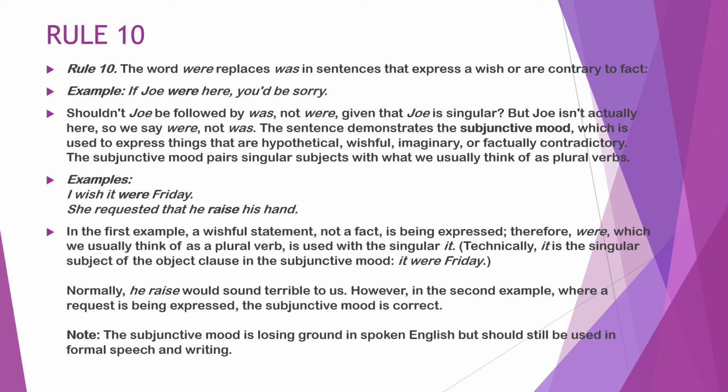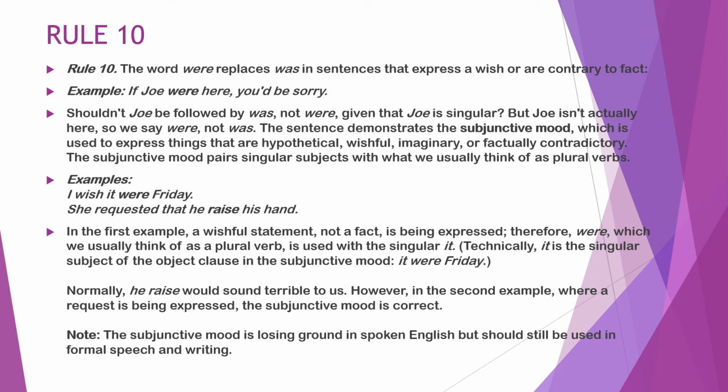The sentence demonstrates the subjunctive mood, right? Which is used to express things that are hypothetical, not really happening, not true, wishful, imaginary, or factually contradictory. The subjunctive mood pairs singular verbs with what we usually think of as plural verbs. Example again, I wish it were Friday. Okay, I know it is singular, but again, it's a wish.